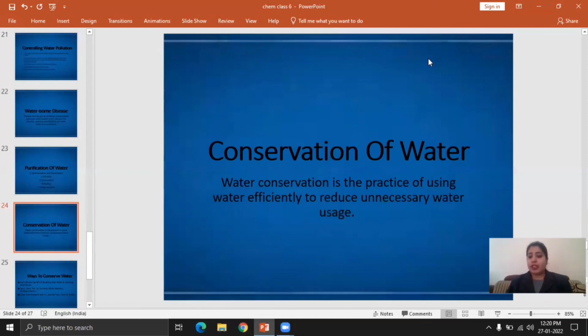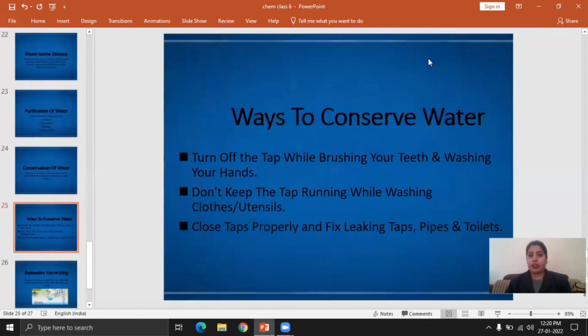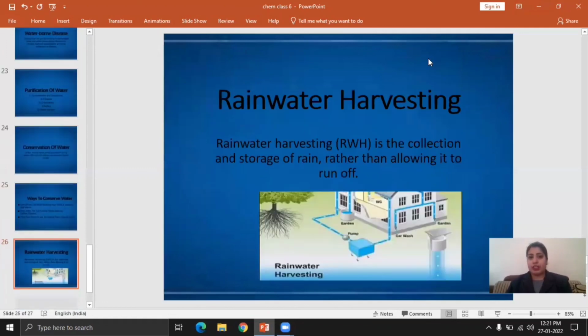So now there are some ways in which we can conserve water. The first one is you can turn off the tap while you are brushing your teeth or washing your hands. Also, when you do not need the tap, you can turn it off, right, while washing clothes, utensils. Also, you should close the tap properly, and if the taps or the pipes are leaking, you should fix them immediately so that water is not wasted.